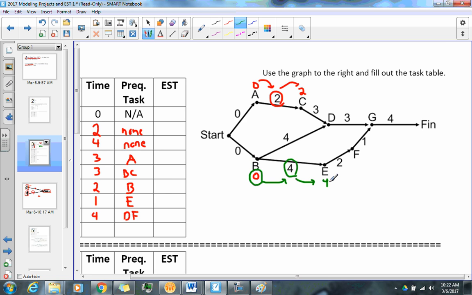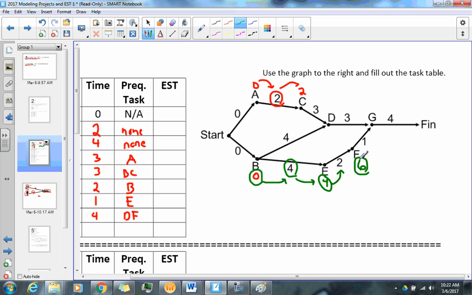Okay, now if you haven't gotten it at this point, the numbers that I'm writing above the letters are the earliest time at which they can start. So let's do F real quick. E has an earliest start time of 4. It takes 2 minutes to do whatever task E is, which means F would be 6. So there's my EST for F, which is 6.